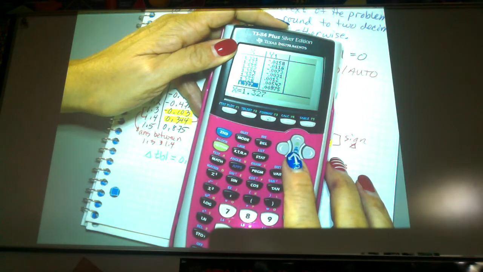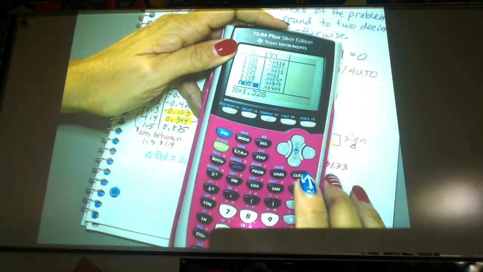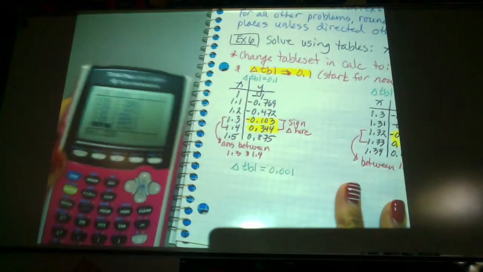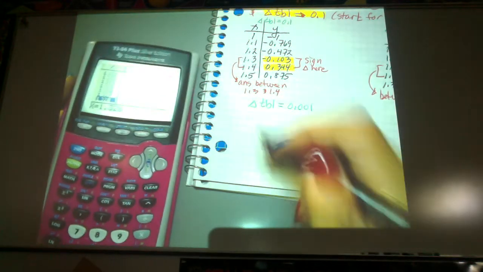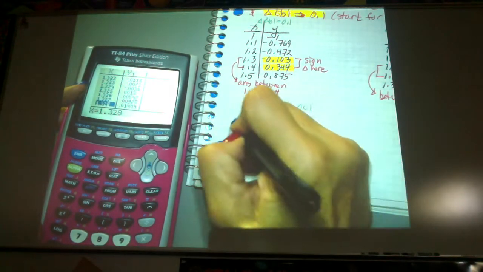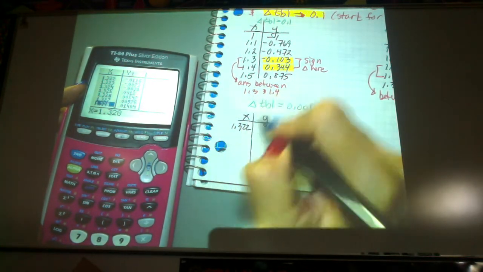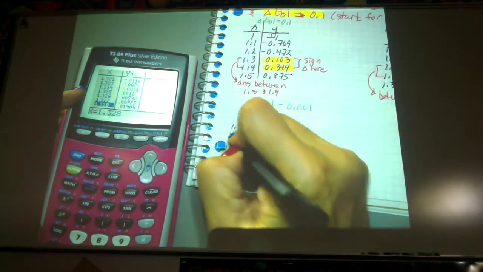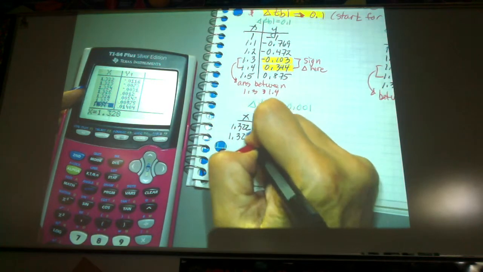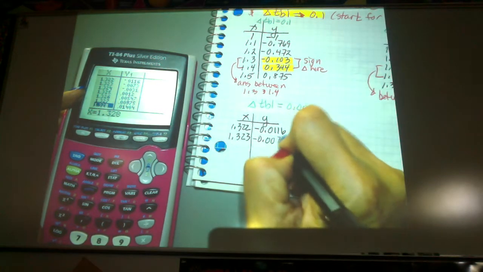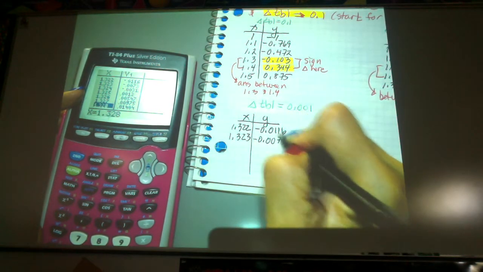There's my positive sign change right there. So I'm going to write those down and we'll be done. Let's record these, x and y. I've got 1.322 at negative 0.0116, and 1.323 at negative 0.0073. Notice that it's getting closer to 0 on the y side.